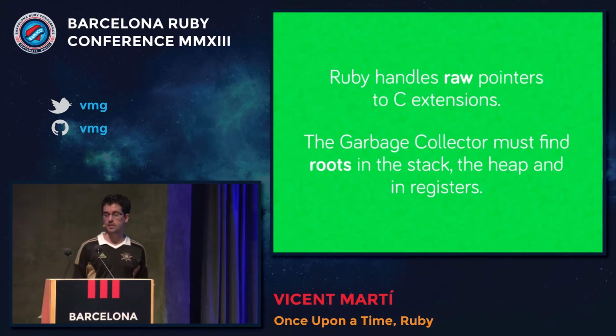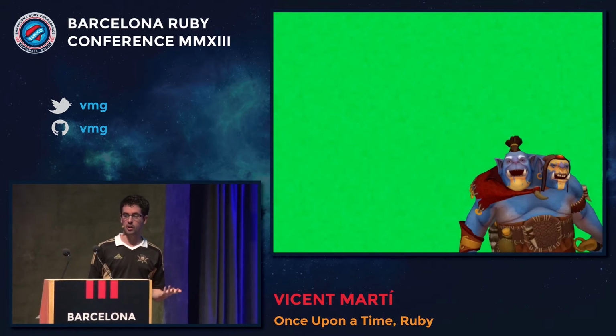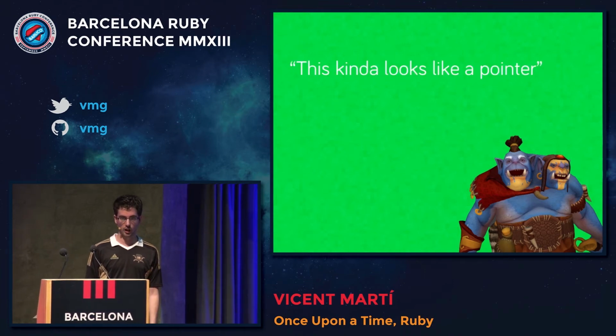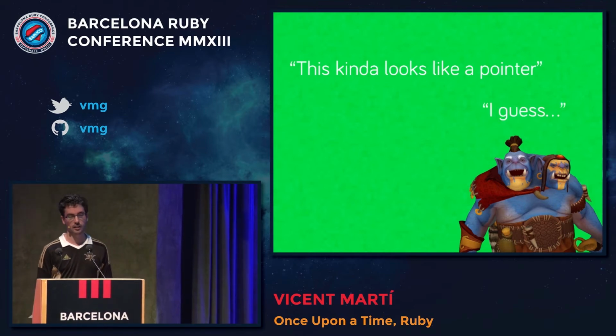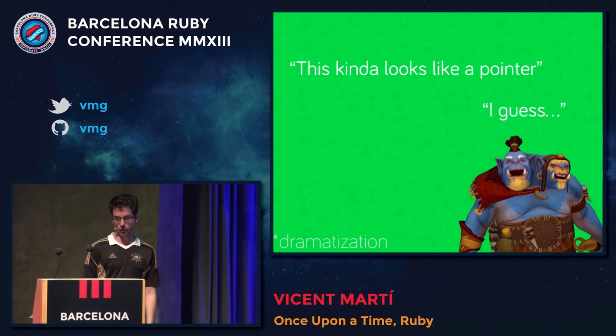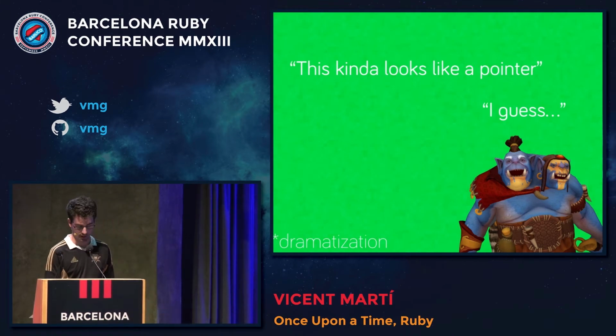So in practice, it looks something like this. Like Mark goes around, and he's like, this kind of looks like a pointer, doesn't it? And Sweep is like, I guess. Can I try freeing this? Is this going to work? You can try, see what happens.